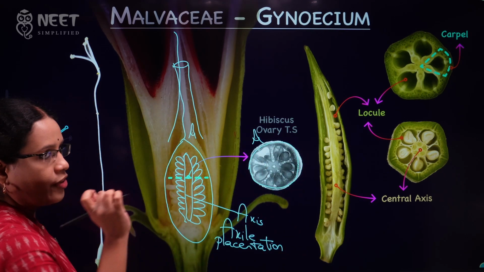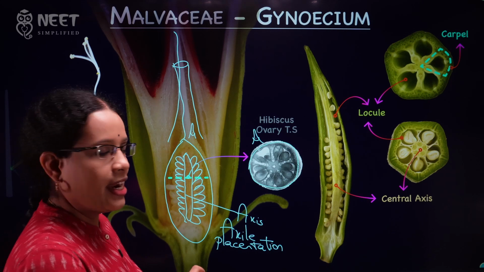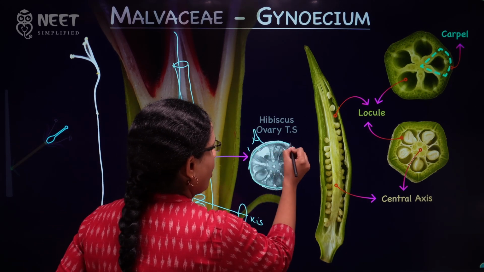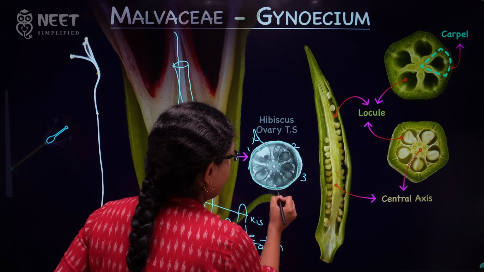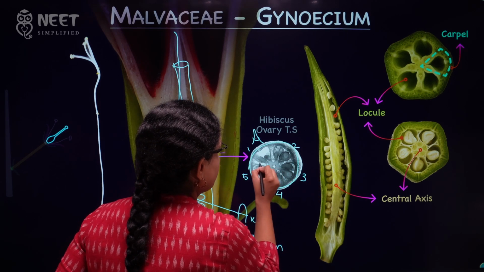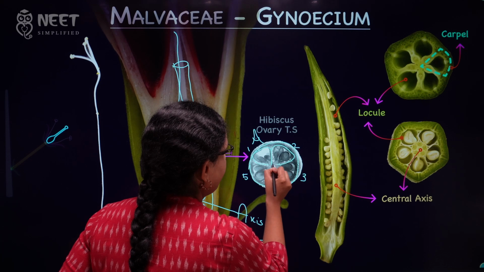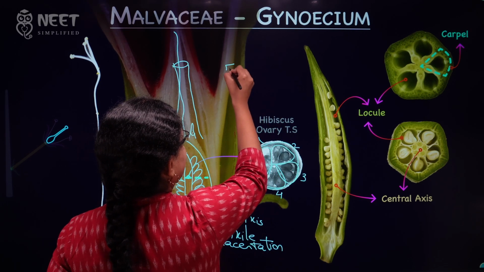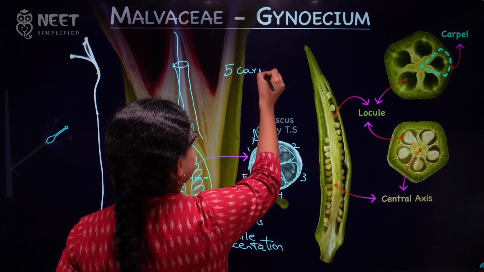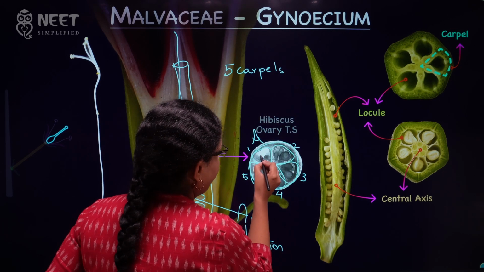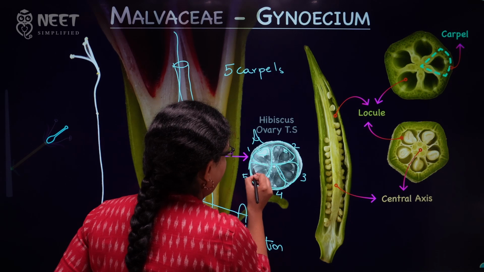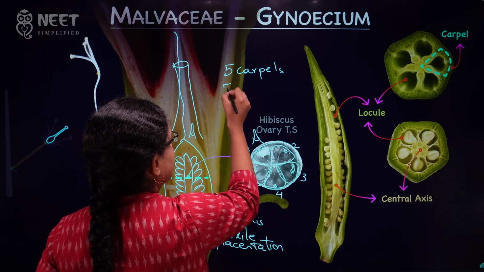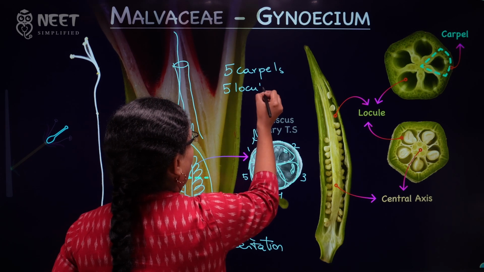So this is from the microscope. Let's understand it very clearly. When you look at it from the top, we are finding 1, 2, 3, 4 and 5. So we are finding 5 carpels, right? So hibiscus has got 5 carpels, and we are finding the chambers here as well, isn't it? So these chambers are also 5, hence 5 locules.